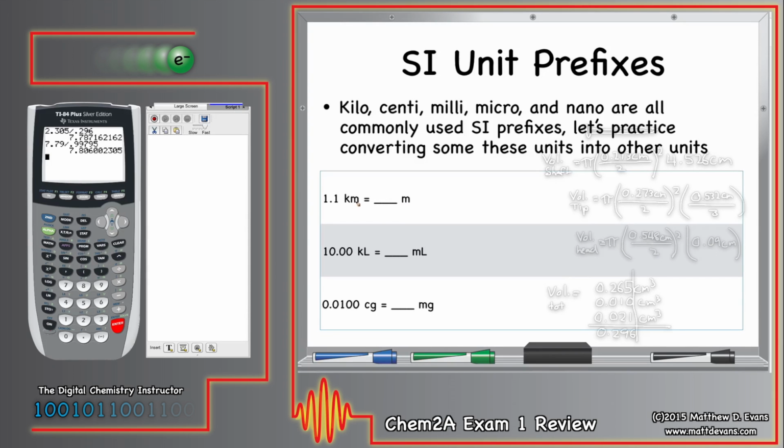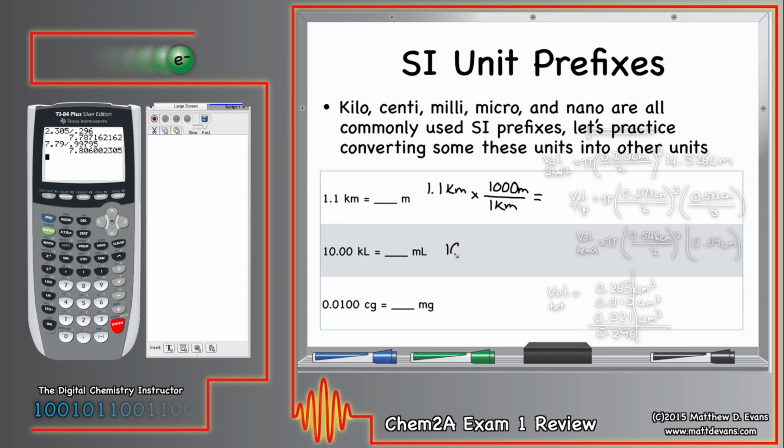Now the kilometer is much bigger than a meter, so I expect that the number of meters is going to be a fairly large number because this is a large unit right here. And this is a fairly straightforward calculation. I'm going to give you the conversion factor, and that conversion factor is that there's 1 kilometer for every 1,000 meters. I'm not going to calculate this just yet. I'm going to finish all the setups first and then calculate.